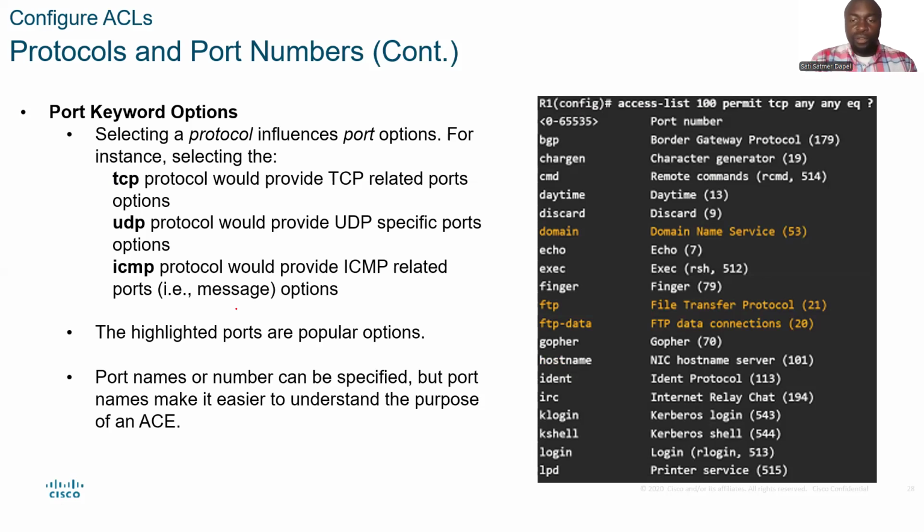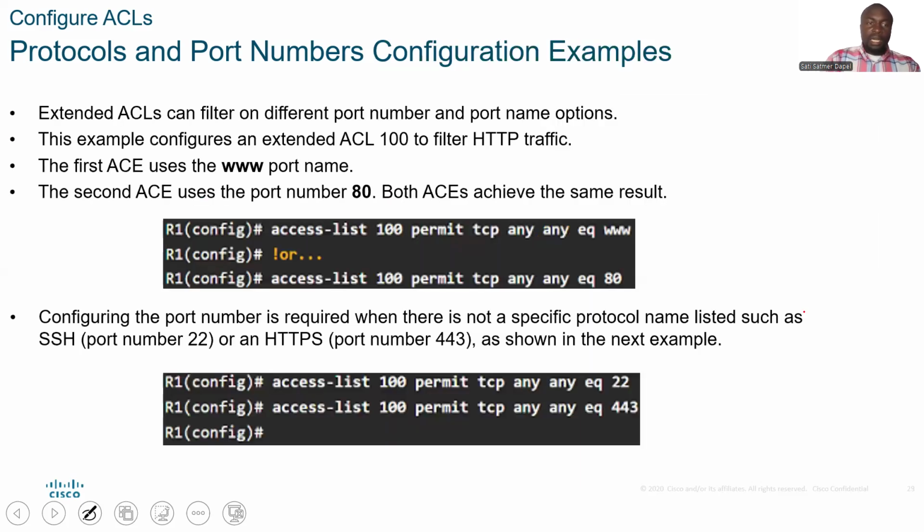For instance, if you are using DNS, DNS runs on port number 53. It's a popular port, so we should all know. If you are using FTP, FTP runs on port number 21. Now, there are so many other services and the port numbers they give. Why we selected these ones is that they are mostly the most frequent ones. FTP data runs on port 20. So extended access list can filter on different port numbers and port names.